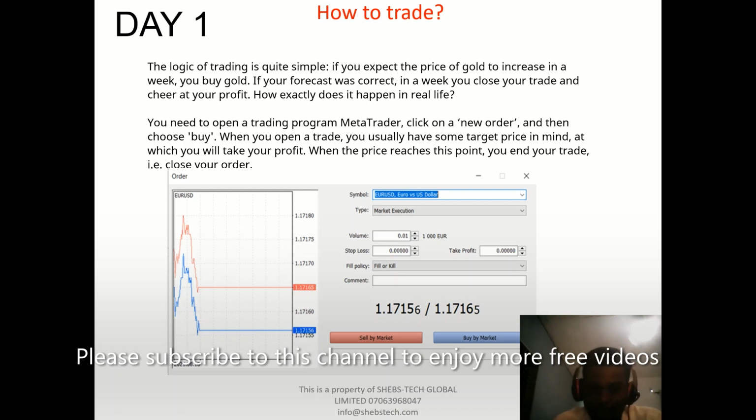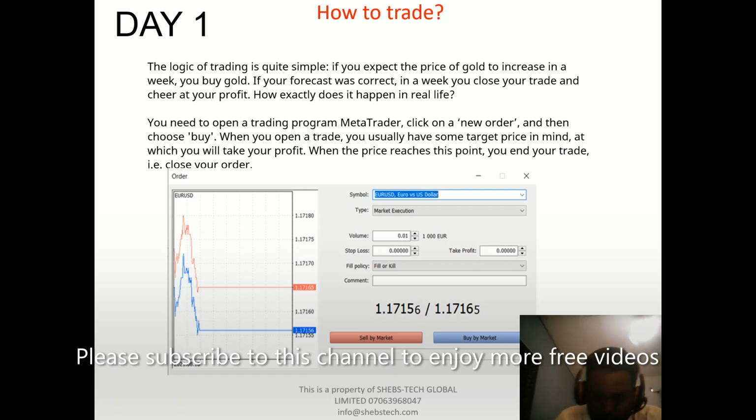Click on a new order, and then you choose buy. When you click on new order, it will bring out this dialog box. You see sell, you see buy, you see market, and you see the symbol of the currency you are buying displayed here. Then you see type. Under this type, you have market execution and pending order. If you are buying at the market price, you leave it at market price.